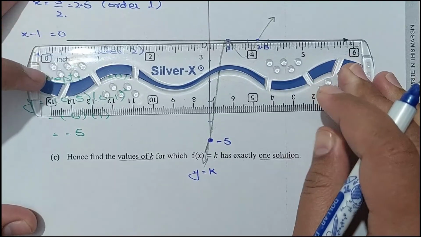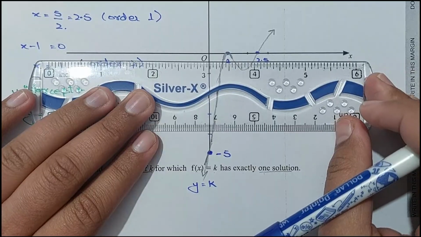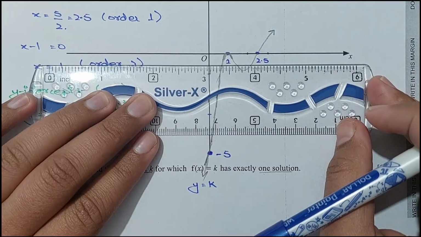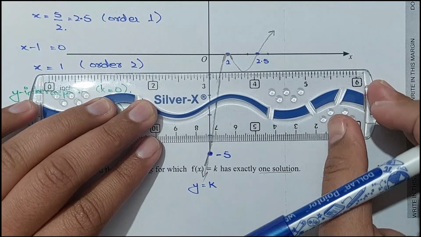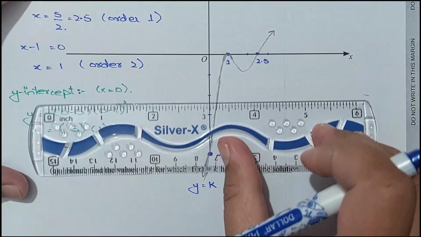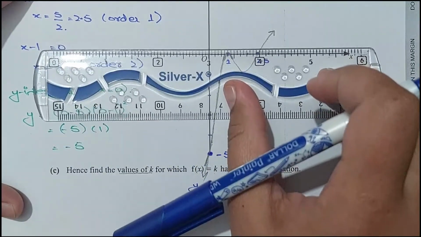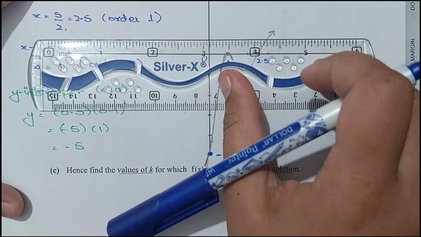When the y value is 0, it has two solutions. It cuts the curve at 2 points. At this point there are also two solutions. Now here we have just one solution, all these k values. And at the top as well, it has one solution, right?